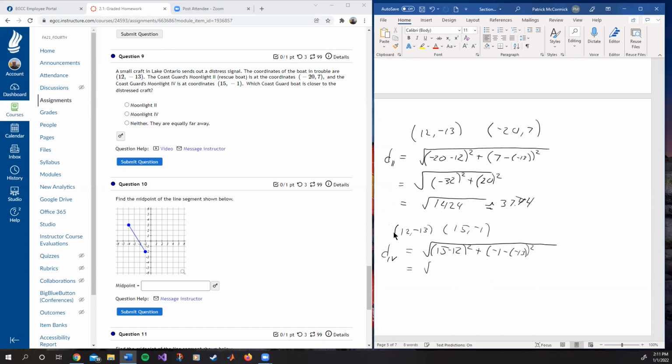Again, be careful with the double negative. So this would be 3 squared plus negative 1 plus 13, which is 12 squared. So 3 squared is 9. 12 squared is 144. So I get the square root of 153. Which is approximately 12.37. So which one is closer? Well, this one is definitely less than this. So the distance to Moonlight 4 is definitely closer.